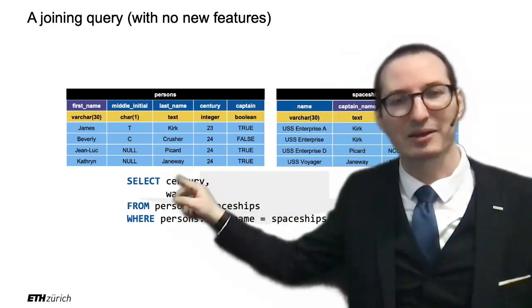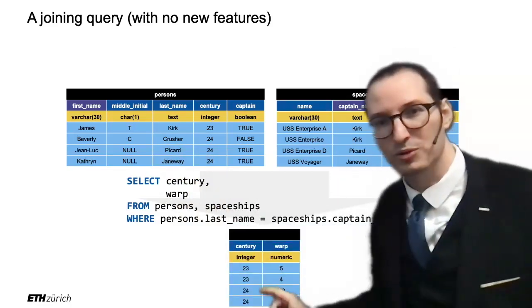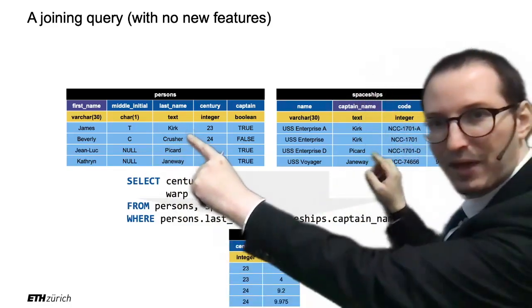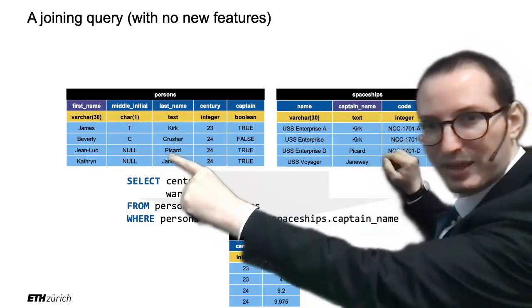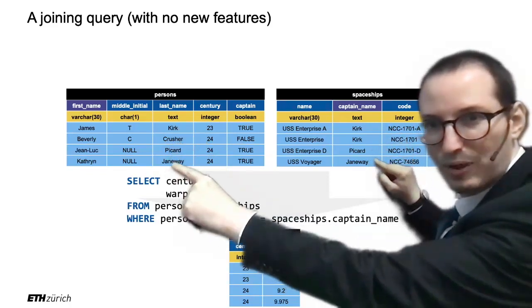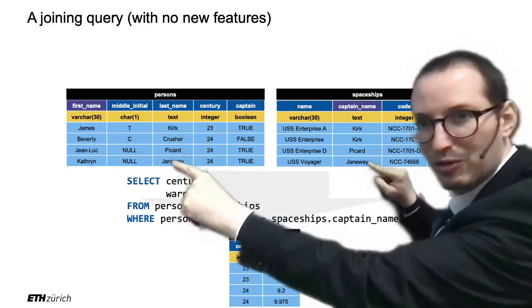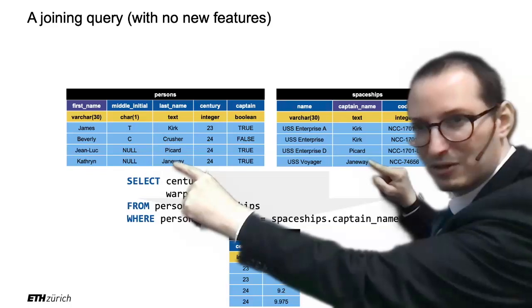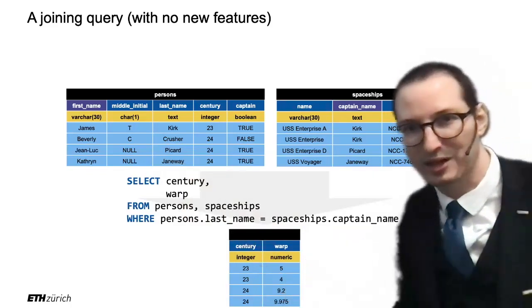And then at the end, we project to the century and warp, so we get these two. So do you see how we obtain that? Basically, Kirk goes with these two. Crusher is not a captain. Picard goes with this. Janeway with this. So we basically have 1, 2, 3, 4 matches in the join. And for every one of these matches, we are going to return the century and the warp.